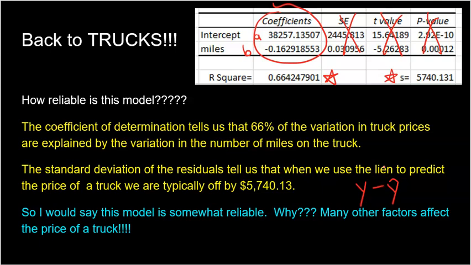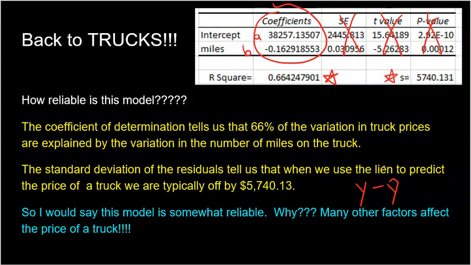Now here I'm off by almost $6,000. So how reliable is this? Well, when you're estimating the price of a car and somebody's off by $6,000, that's kind of a lot, to be honest. And the coefficient of determination tells us how connected these are, right? If the connection is 99%, well, then that's pretty reliable. That means that the mileage of a truck has a lot to do with the price of a truck. Well, here we're only 66% connected. So that's not terrible, but it's nothing I'm going to write home to my parents about. It's just kind of average, I guess, right?